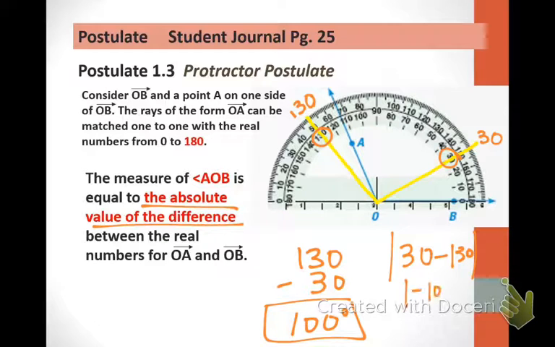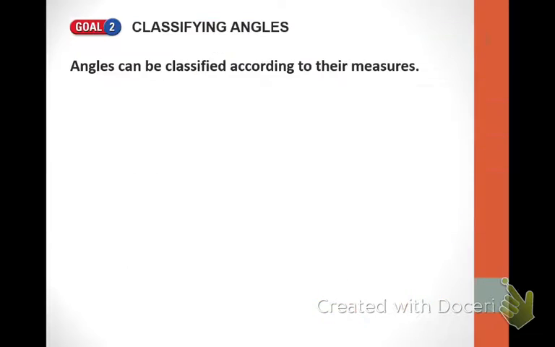Negative what? 100, and the absolute value of 100 is 100. So if you always subtract the smaller number from the bigger number, you don't really need the absolute value bars. Okay? So this is the top of page 2.